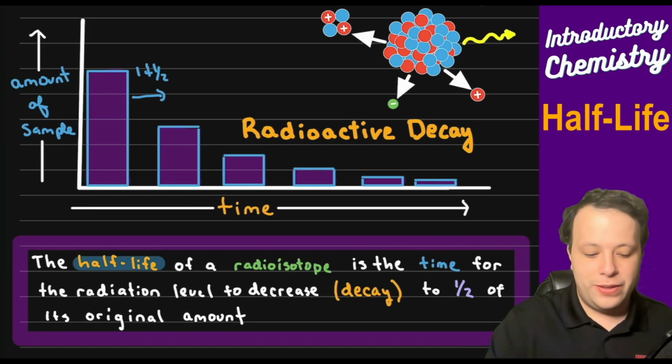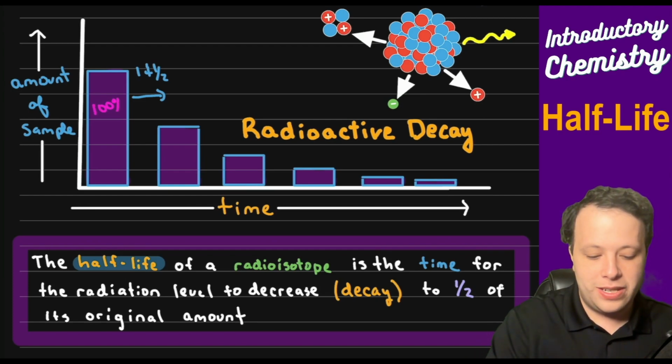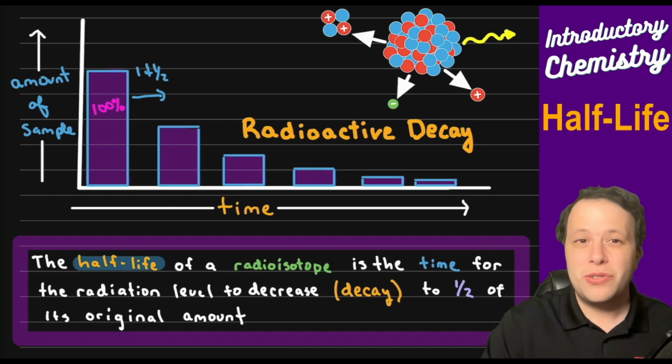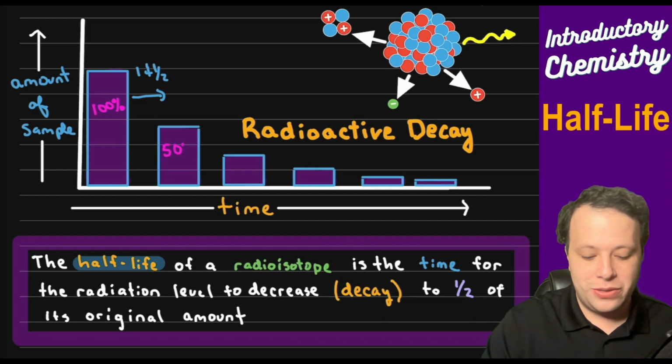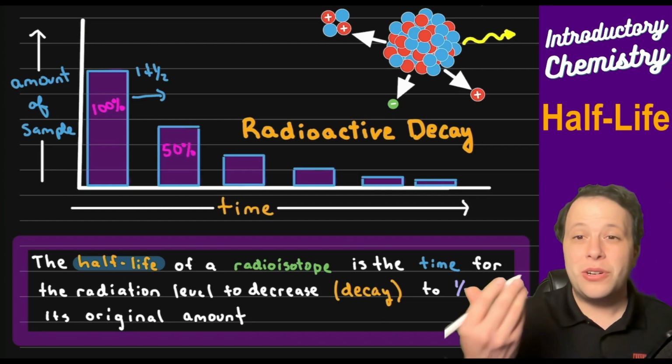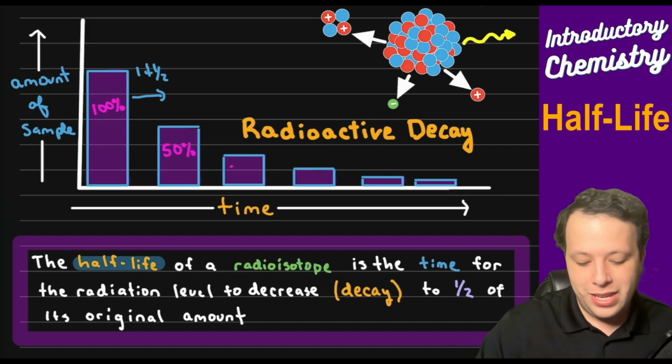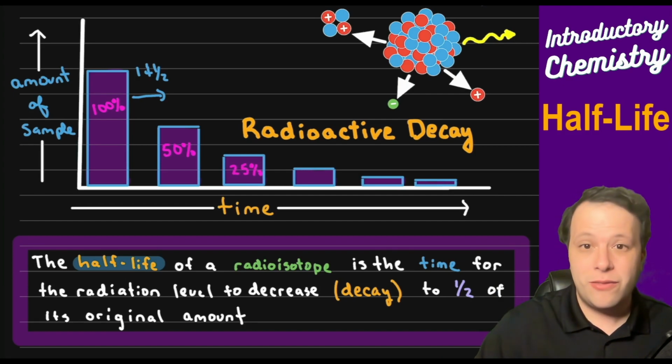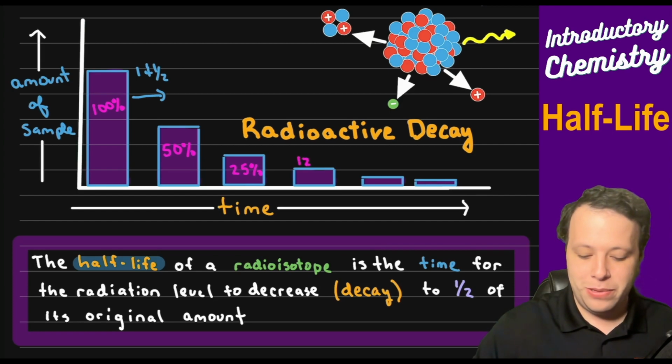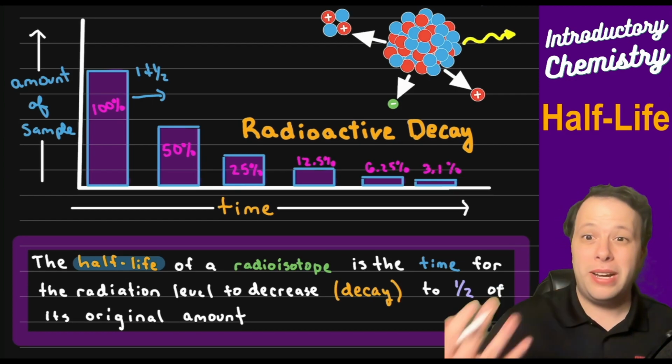Like on this original portion here, this is 100%. Then when it goes through 1 half-life, it's going to go down to 50%. If it goes through a second half-life, it will have 25% remaining, and that will keep going down over time. It'll keep decreasing as we move further and further, decaying by half.